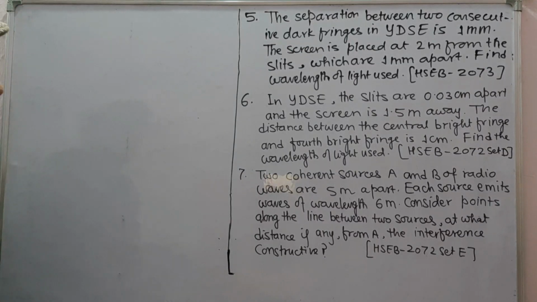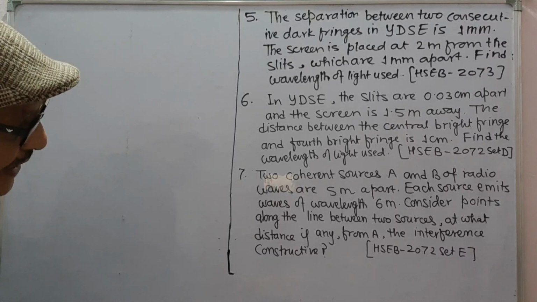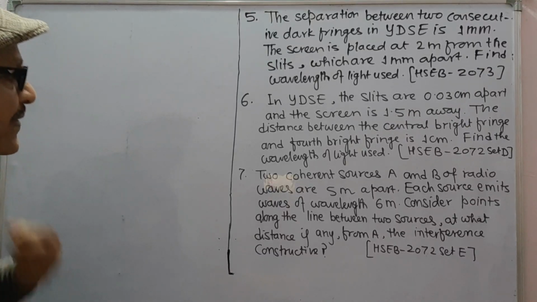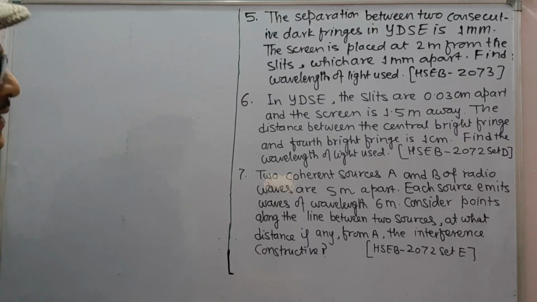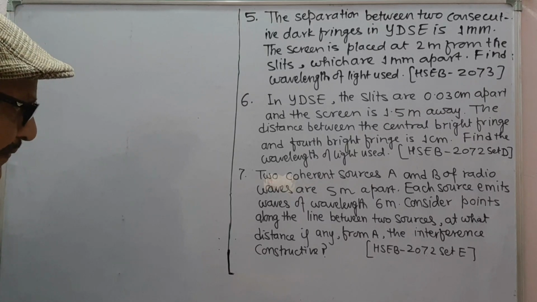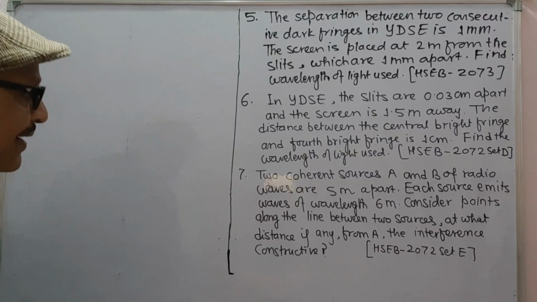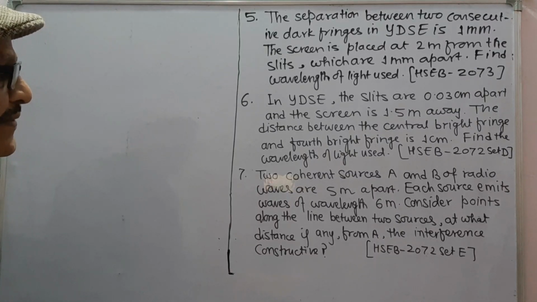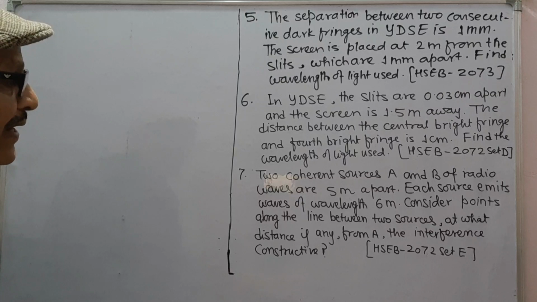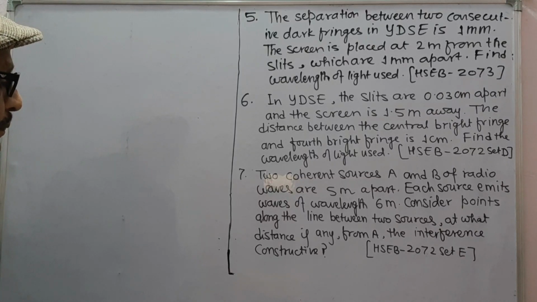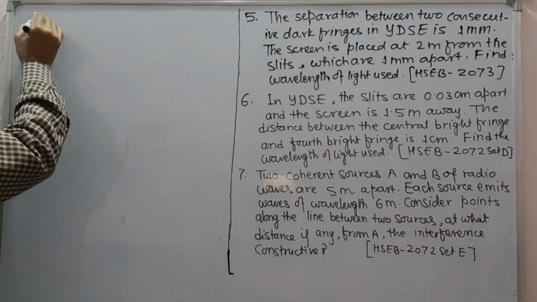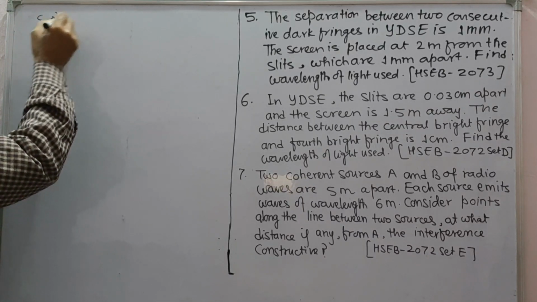Next question number 7. Two coherent sources A and B of radio waves are 5 meter apart. Each source emits waves of wavelength 6 meter. Consider points along the line between two sources. At what distance, if any, from A is the interference constructive? Solution to question 7.